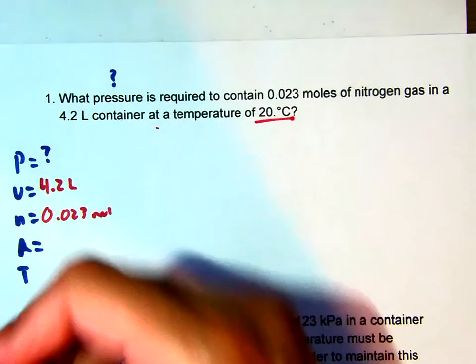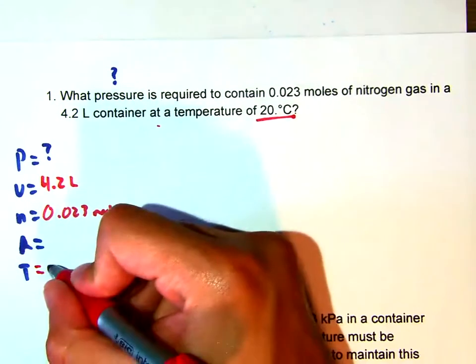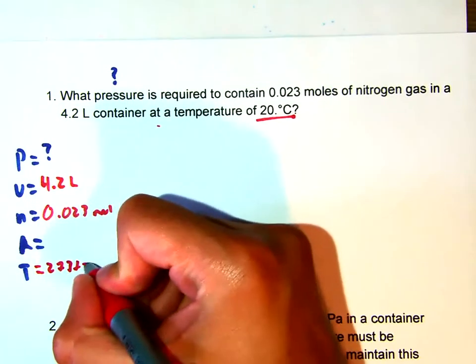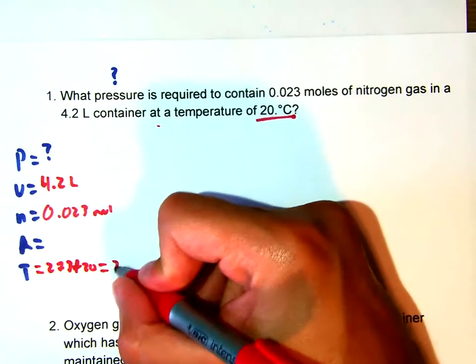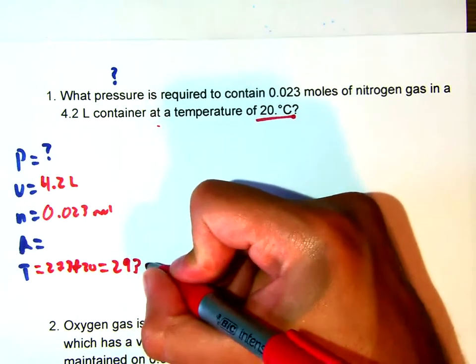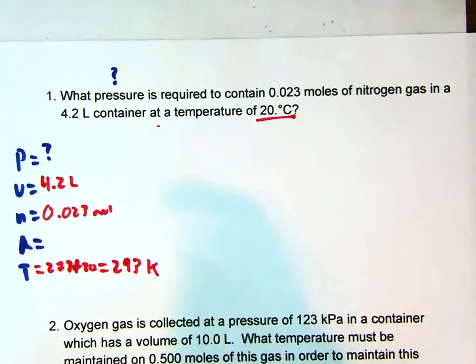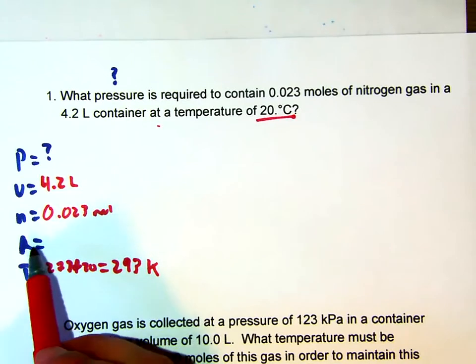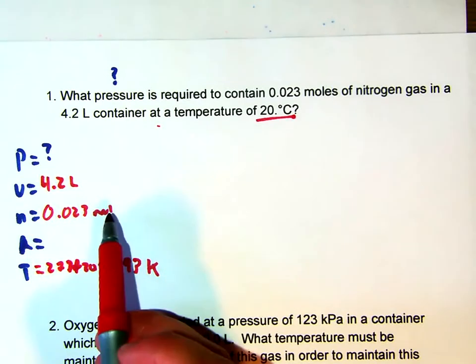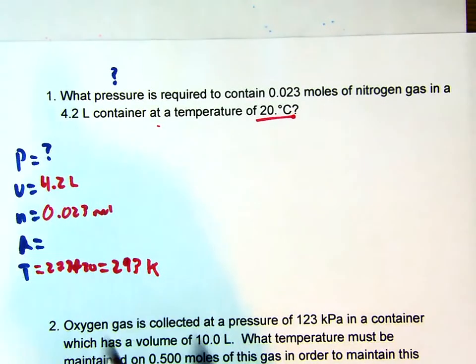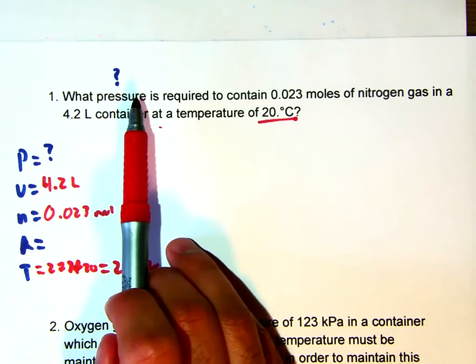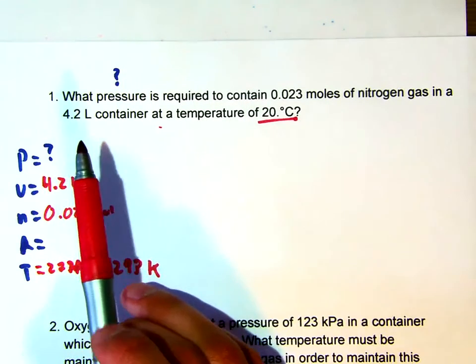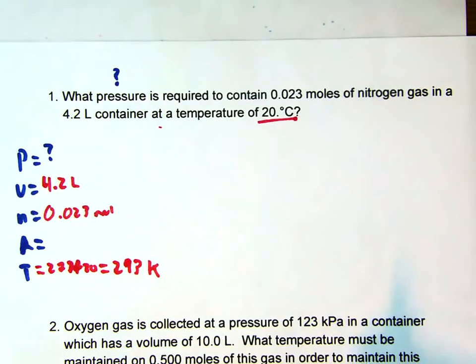So my temperature is going to be 273 plus 20, which gives me 293 Kelvin. Well, since we are using atm, or actually in this problem, it just gives us the pressure. It doesn't give us whether it's atm or kilopascal. So we can use either one.